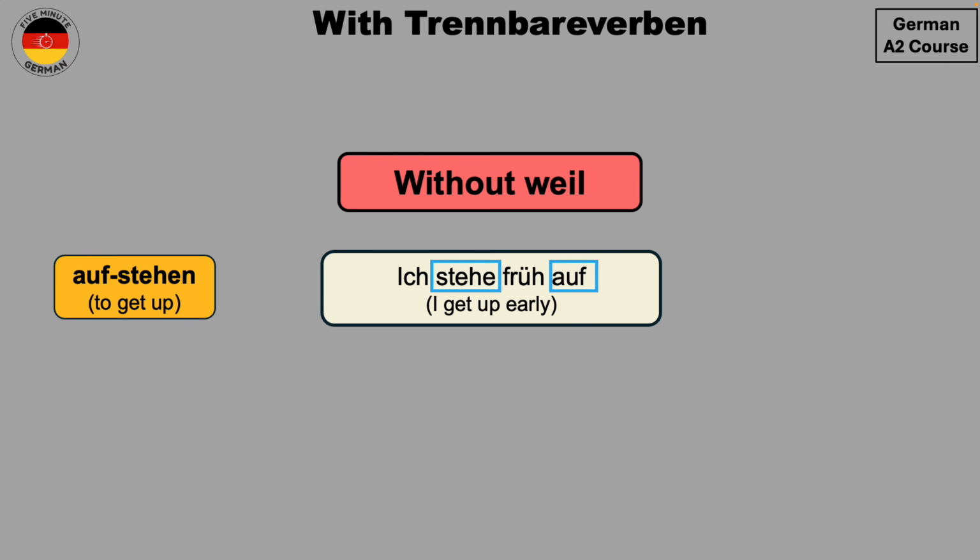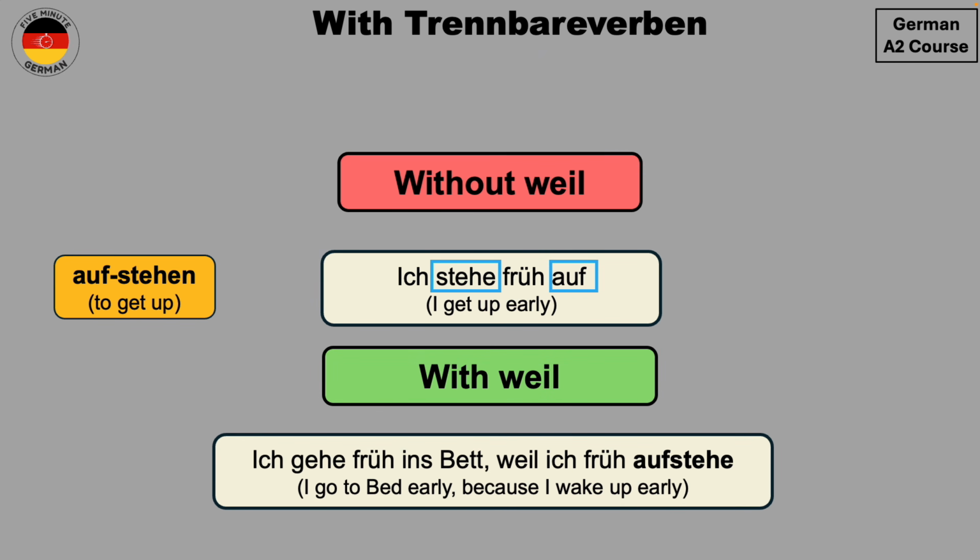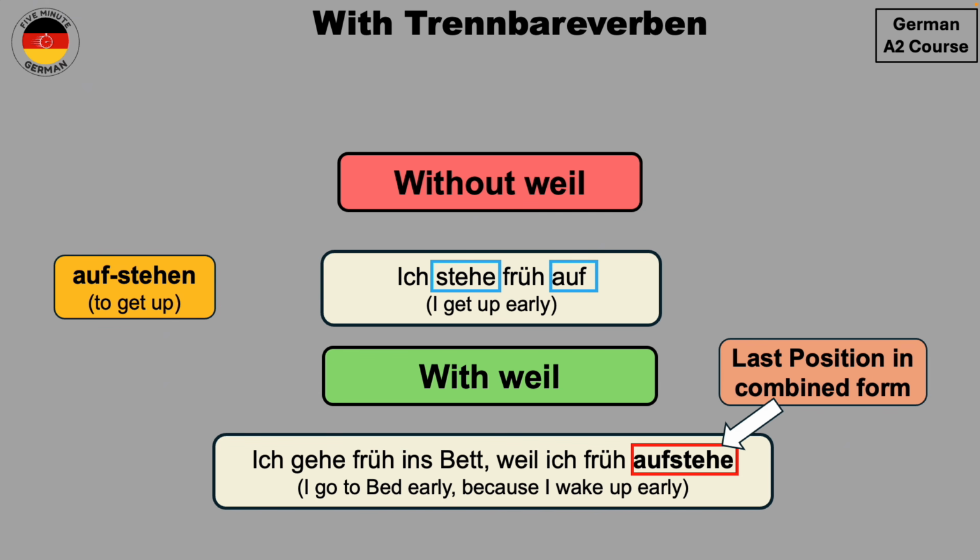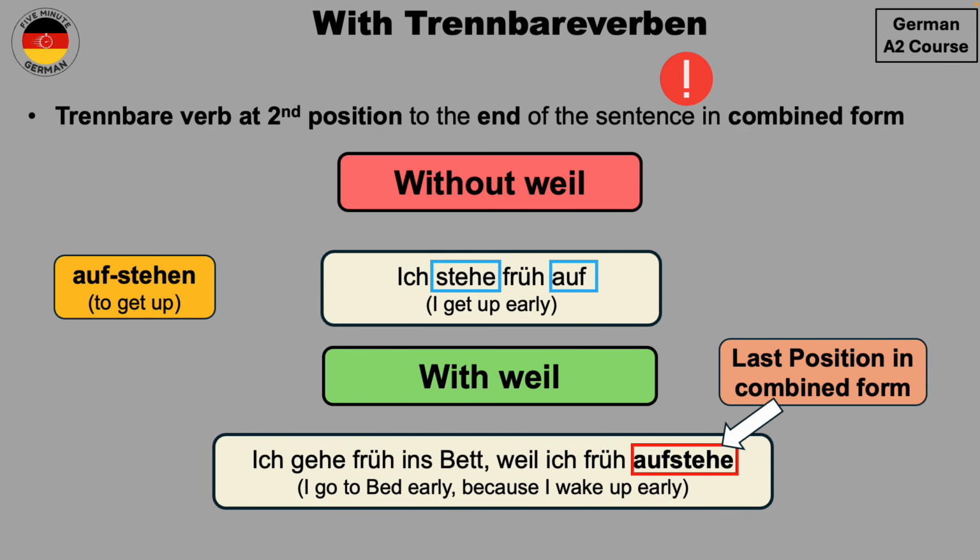Now with weil, the sentence will become Ich gehe früh ins Bett, weil ich früh aufstehe. I go to bed early because I get up early. And over here, you see that the separable verb will go to the last position, but in the combined form. So the rule for separable verbs with weil is that the verb at second position goes to the end of the sentence in combined form.